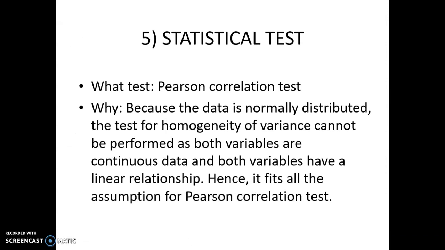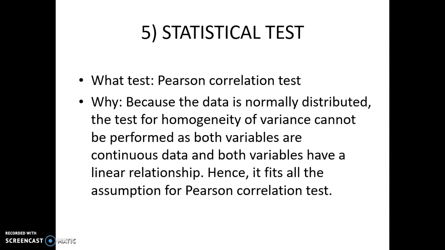And then moving on to the statistical test. I chose the Pearson correlation test because the data is normally distributed based on the normality test that we have done before. The test for homogeneity of variance cannot be performed as both variables are continuous data, and both variables also have a linear relationship. Hence, it fits all the assumptions for the Pearson correlation test, because we know that the Pearson correlation test assumptions are normality, linearity, and that both data are continuous.